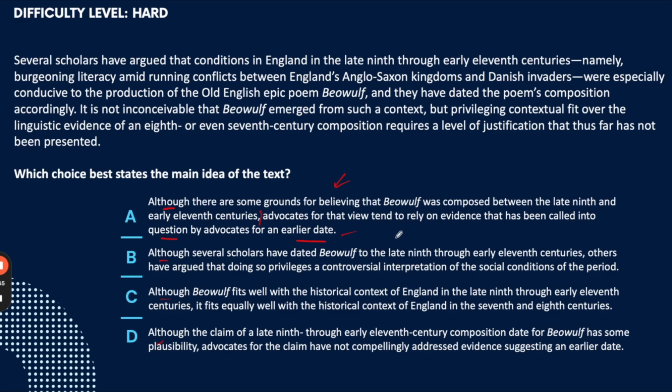The passage just says that there's more evidence for an earlier date that these scholars should take into account. So there is no calling into question the evidence that exists right now. Right? This is the tricky part, guys. Be very careful of such tricky wordings in your options. This may look very convincing, but this is incorrect because it is saying that the scholars called into question the proofs that we have right now. So A is out because of that.